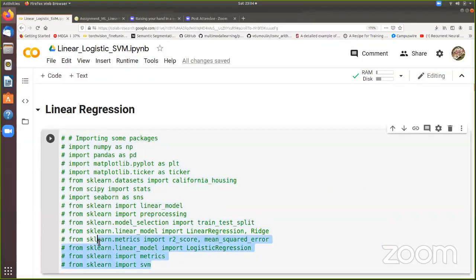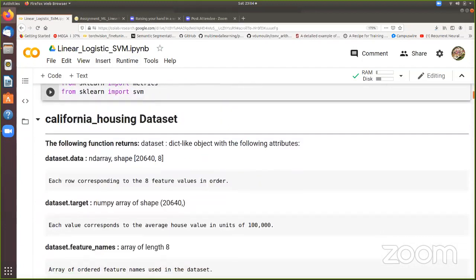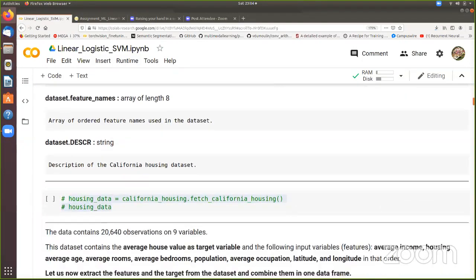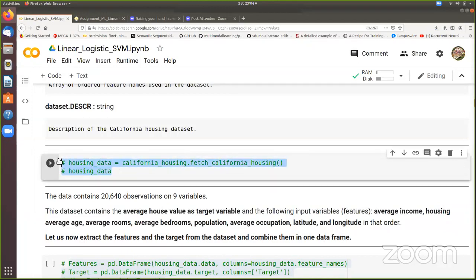Okay, so first of all, let's import some important packages for this tutorial. I think you are familiar with most of them. Maybe this one is new. So for linear regression, we are working on California housing dataset. So our aim here is to predict the price of the house based on some features of the houses. So using this function, we can fetch the California housing dataset.